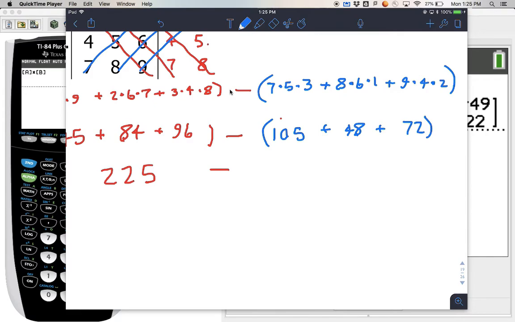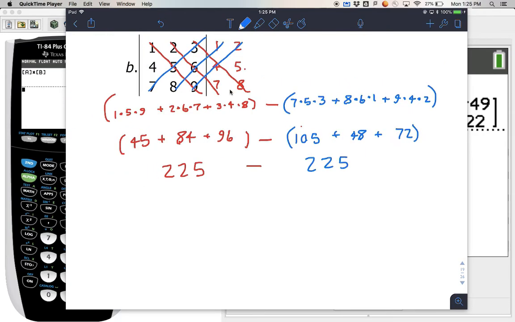Plus 72 is 225. So actually, this one's kind of a weird one here. The determinant, once you subtract those, is actually 0 in this case. Sometimes it'll come out as 0, sometimes it'll come out as a number like 28 or something random. Now, like yesterday, a lot of things you can do in your calculator too.